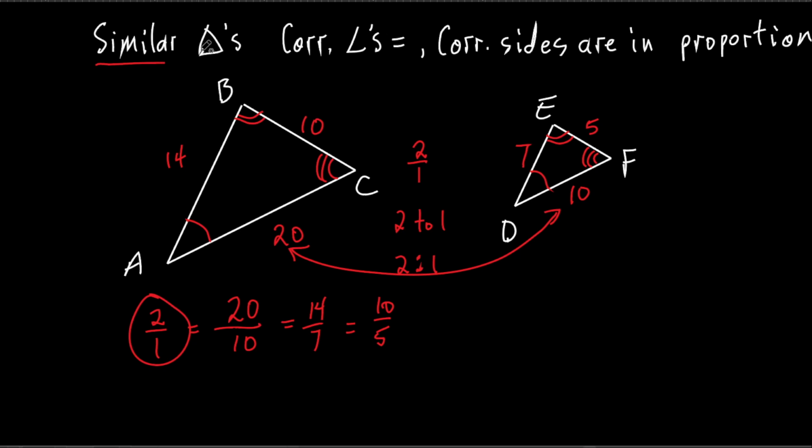So that means that these are what kind of triangles? Similar triangles. That's the trickiest part right there. The corresponding sides are in proportion. If they're in proportion, that must mean they have the same ratio. We good with that? Okay.